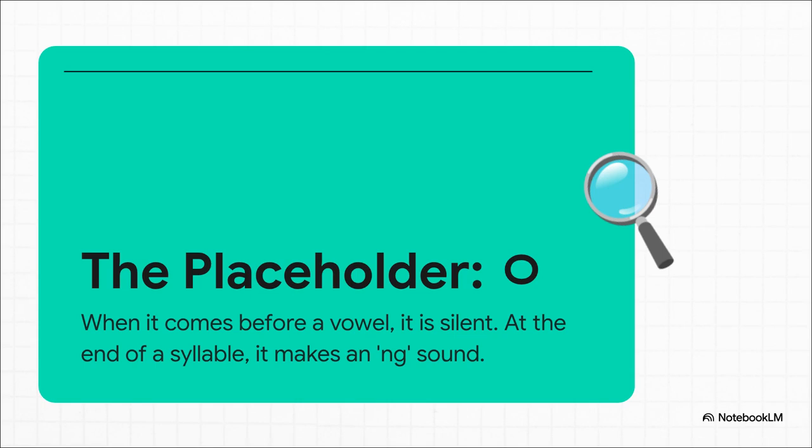All right, you're going to want to pay close attention to this next character. Think of it like a chameleon. When it comes at the beginning of a syllable, before a vowel, it's totally silent. This is just a placeholder. But, and this is key, when you see it at the end of a syllable, it makes that sound, like in the word sing. This is one of the most important rules you've got to remember.